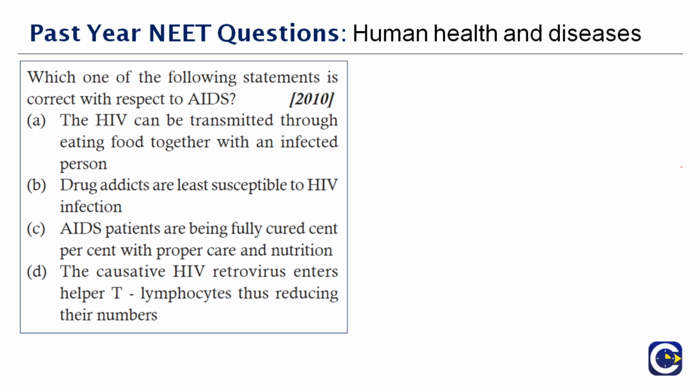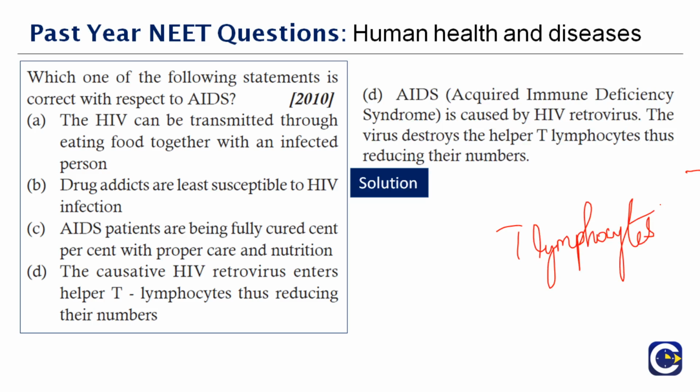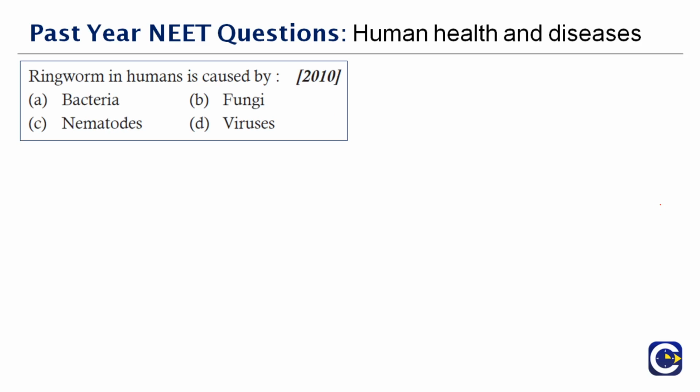Acquired immunodeficiency syndrome is caused by the HIV retrovirus. The virus destroys predominantly the T lymphocytes. Therefore, the right answer to this question is option D. And they reduce their numbers, it seems. Fine, let's move to the next question here.